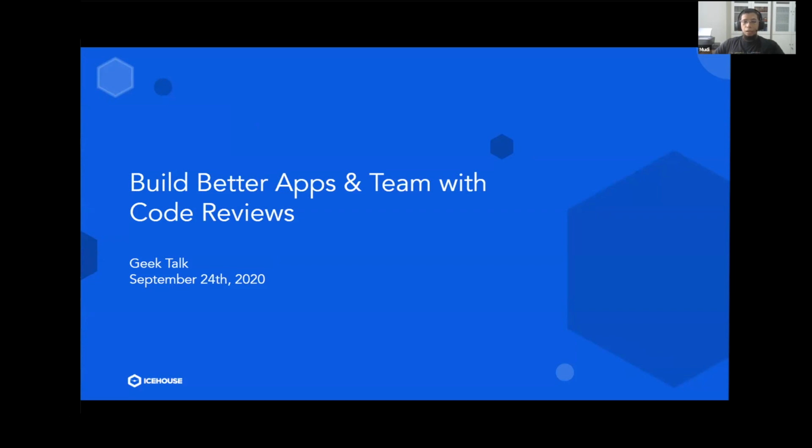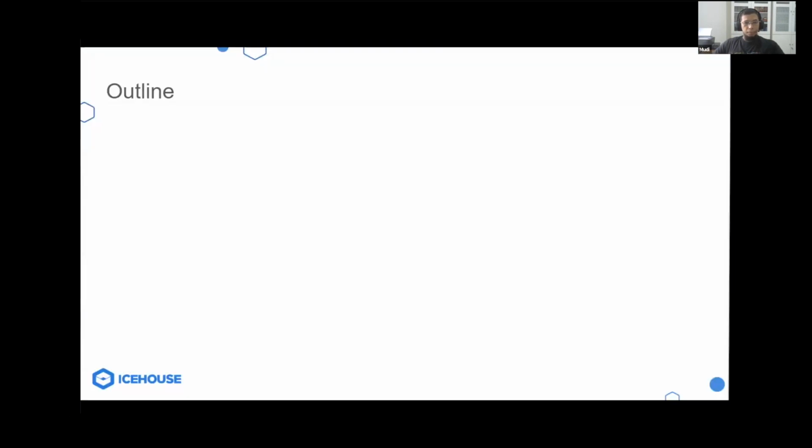Okay, so here we go. The following is the outline of this presentation. In the first section, we're going to talk about the motivation or reasons behind doing code reviews. Why should we do it? Next, we're going to deep dive on how to practice code review. As the submitting author and the reviewer, there are three topics that we're going to discuss further here.